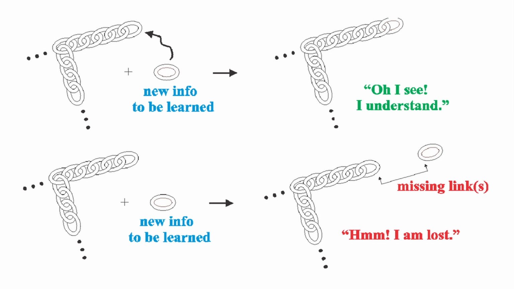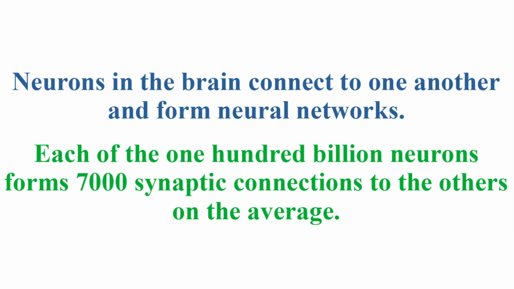On the contrary, if he or she is unable to connect the incoming link because there is a missing link or there are some missing links between the incoming information and a related already present one, then the reaction is, "I am lost." The above role is played by neurons in the brain which can connect together and form neural networks. There are 100 billion neurons in a human brain.